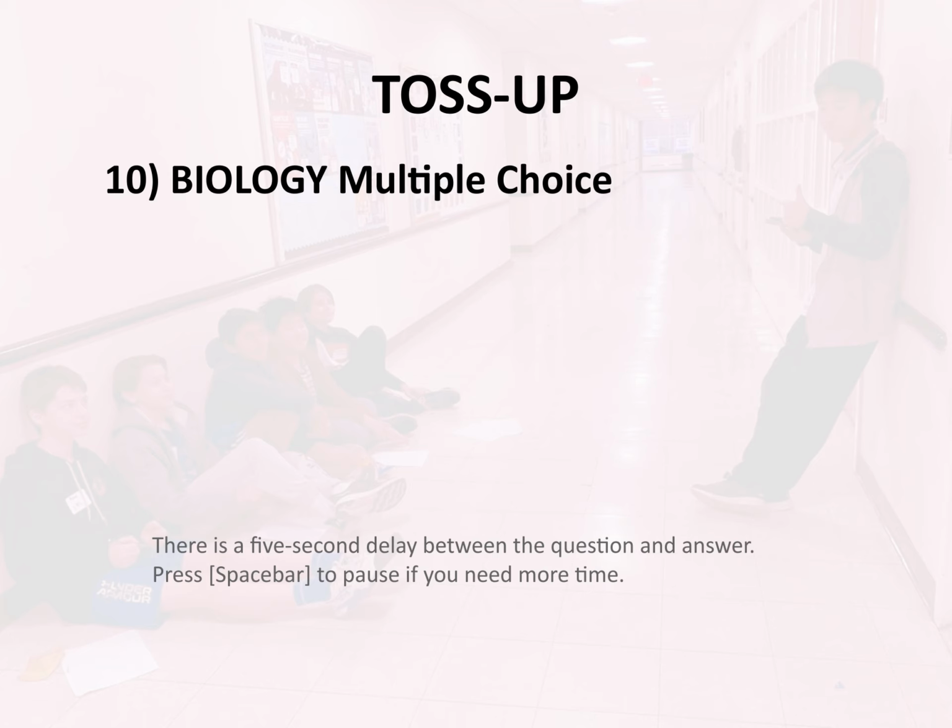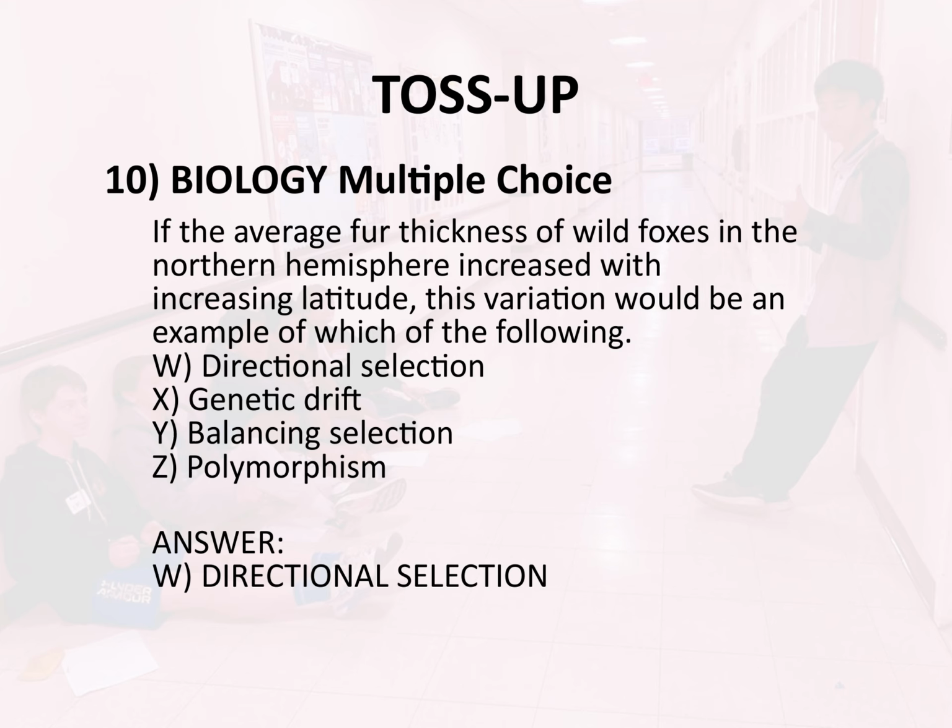Toss-up 10. Biology. Multiple choice. If the average fur thickness of wild foxes in the northern hemisphere increased with increasing latitude, this variation would be an example of which of the following? W. Directional selection. X. Genetic drift. Y. Balancing selection. Z. Polymorphism. Answer. W. Directional selection.